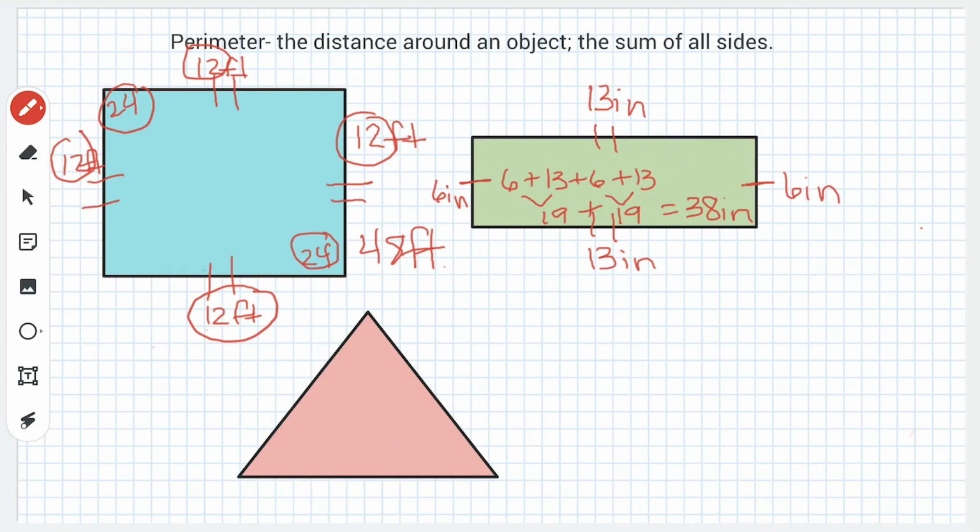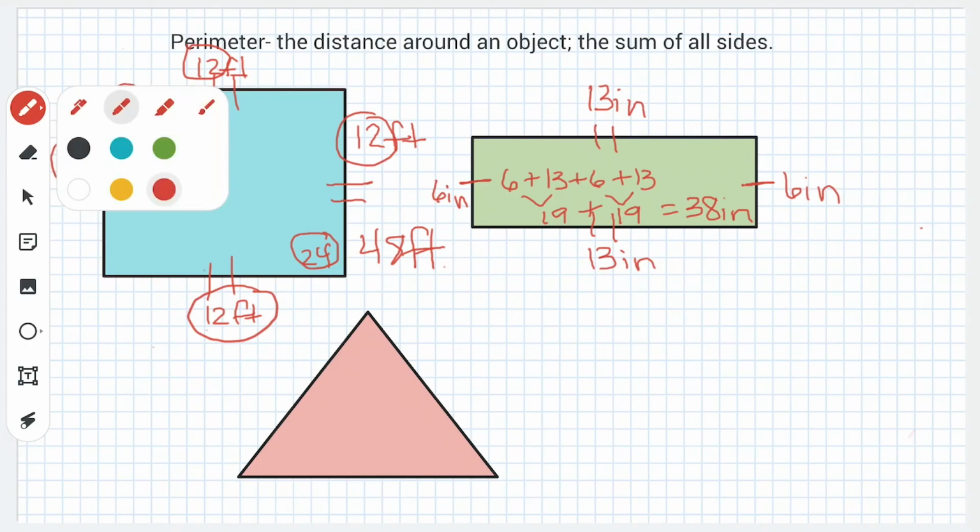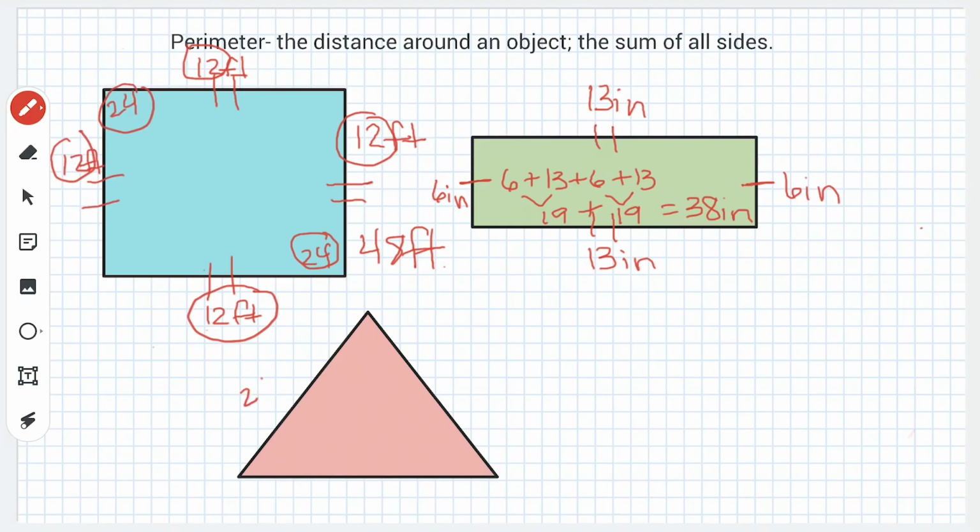Let's take a look at the next figure. Here we have a triangle. In this triangle, I have two sides with a length of 20. Oops, let me get the pen back again. The laser's not going to work, it disappears. I have two sides with a length of 20 yards.